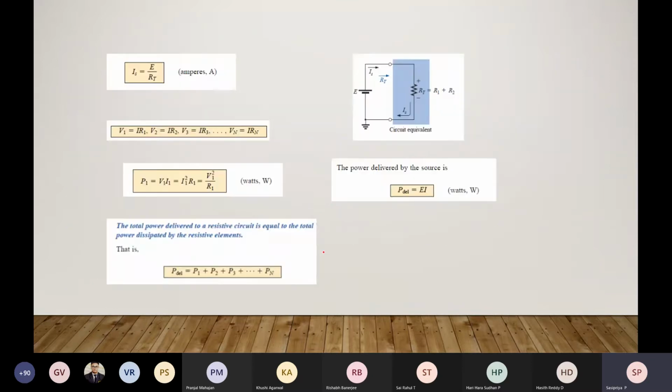Now for series circuits, what could be the power and how do we determine the energy?